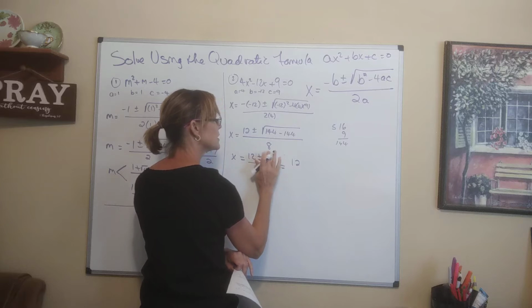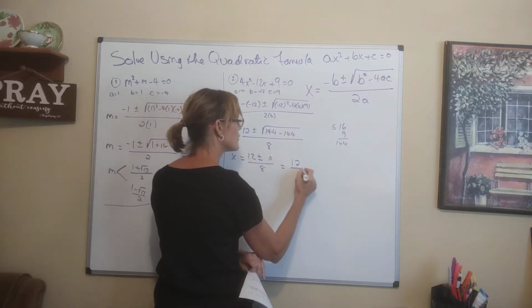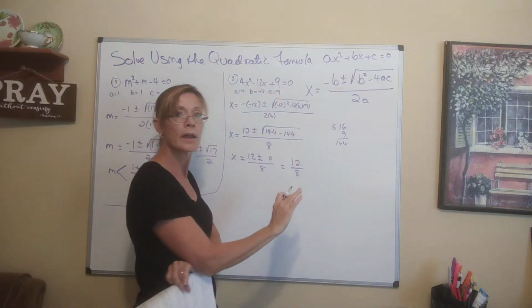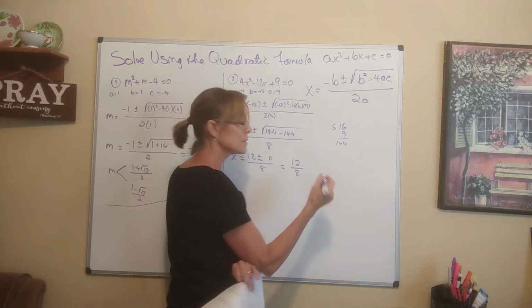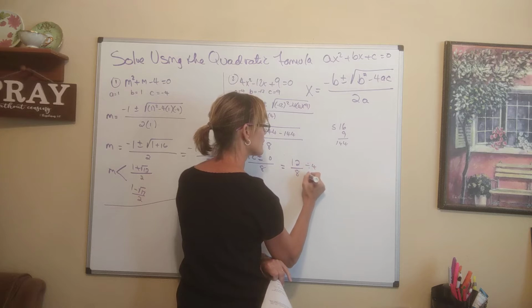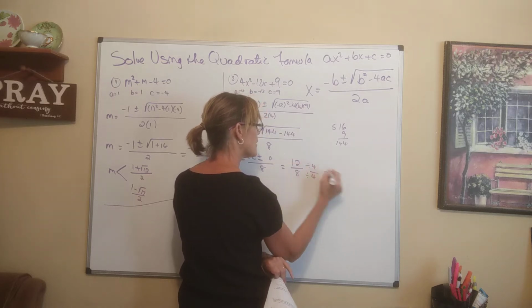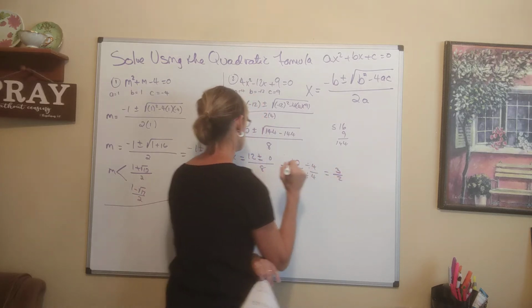Square root of 0 is just a 0. So we just get 12 over 8. So the whole plus or minus thing went away. And so we get 12 over 8. You could divide this by 4 over 4, right? So that would be 3 halves.